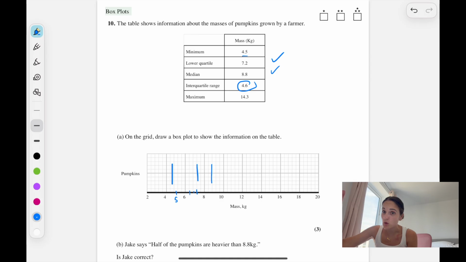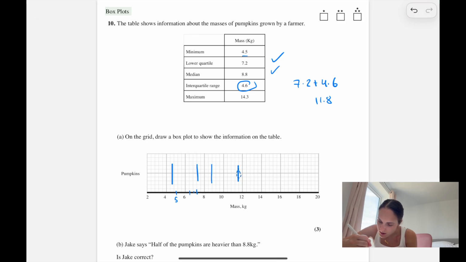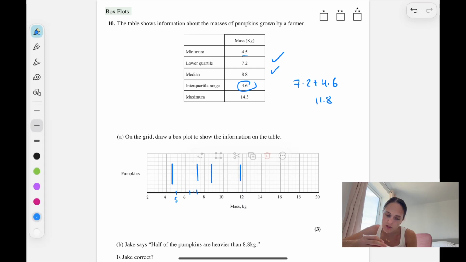The interquartile range is 4.6. So we don't plot the interquartile range, but we can work out the upper quartile now by doing 7.2 plus 4.6. So that's going to be 11.8. So 11.8 is going to be here. Actually, it's going to be more like 11.6. So it's going to be more like here, so halfway between those. So we are going up in 0.4s each time, you can see. And then the maximum is 14.3. So 14.3 is going to be around here.